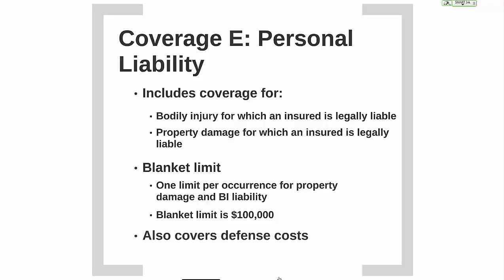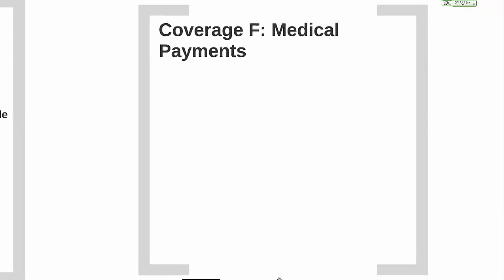It also covers defense costs. Defense costs do not use up the limit. The insurer may actually pay out $100,000 in damages to an injured party, which you were at fault for, but actually pay out an additional $20,000 in defense costs.